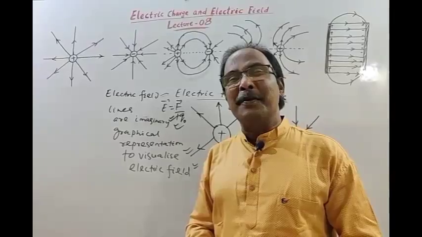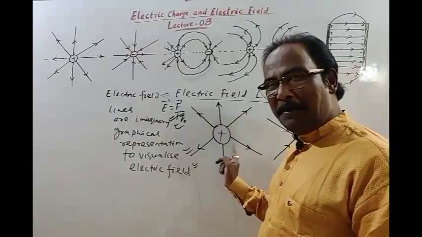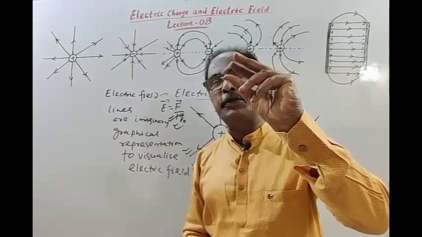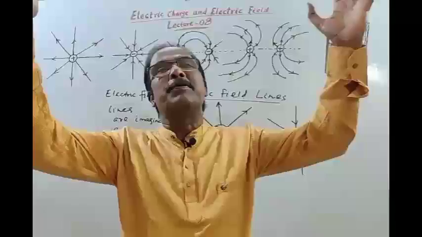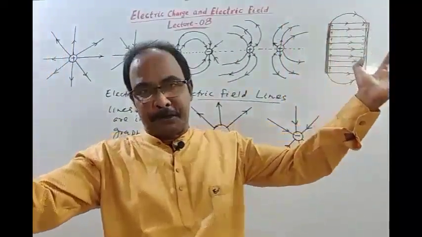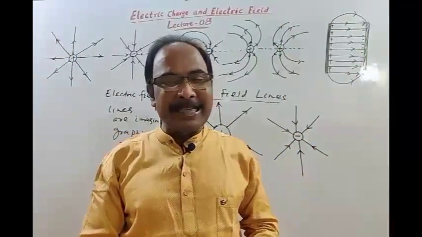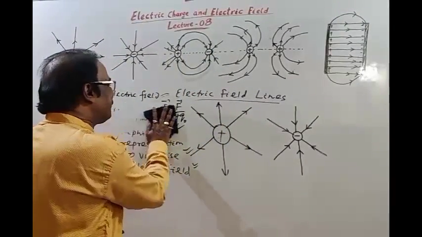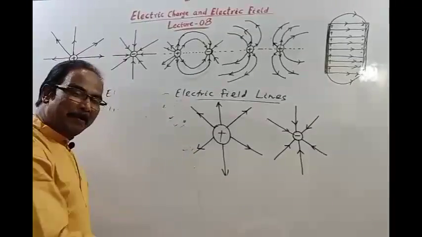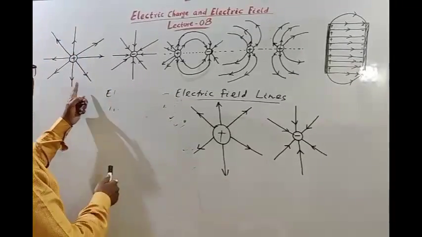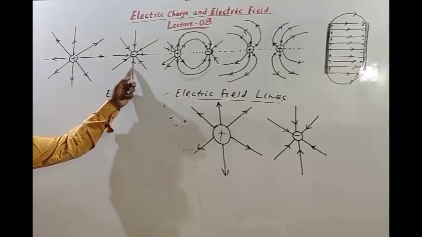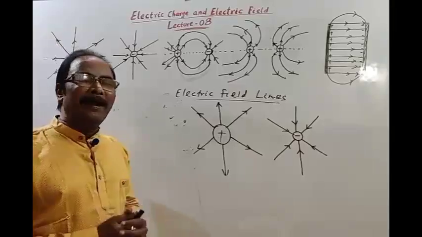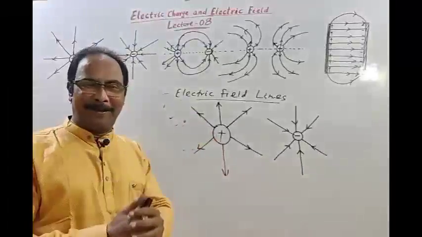So it means where there are lines of force, there must be an electric field. If you place a charged body in space, then obviously we can observe electric field lines all around it up to infinity. Of course, we can't see up to infinity. Then this is about the fundamental definition. I have represented the electric field lines for positive charge and for negative charge, and we will discuss all this in this class.